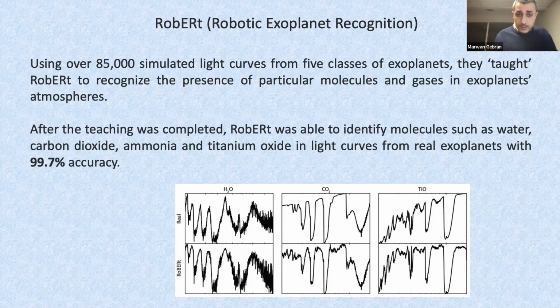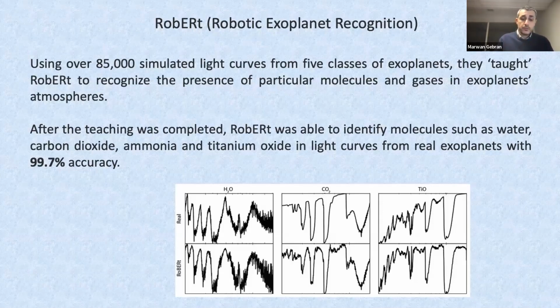So we train the machine to know this is ammonia, this is titanium oxide, etc. And then the machine can use the information coming from the telescope to derive the composition of the exoplanet atmosphere. And that's one of the projects called the robotic exoplanet recognition, which uses these techniques to identify molecules in the atmospheres of exoplanets, molecules like water vapor, H2O, like carbon dioxide and others.